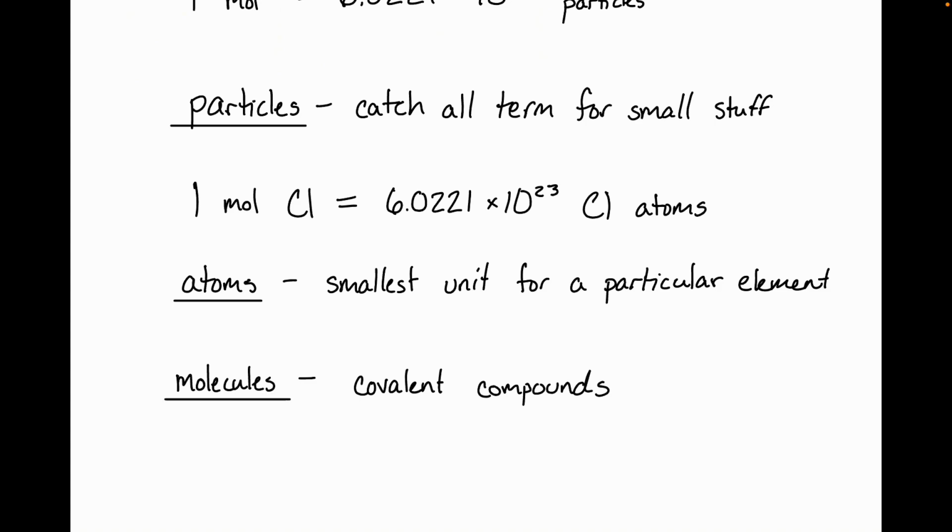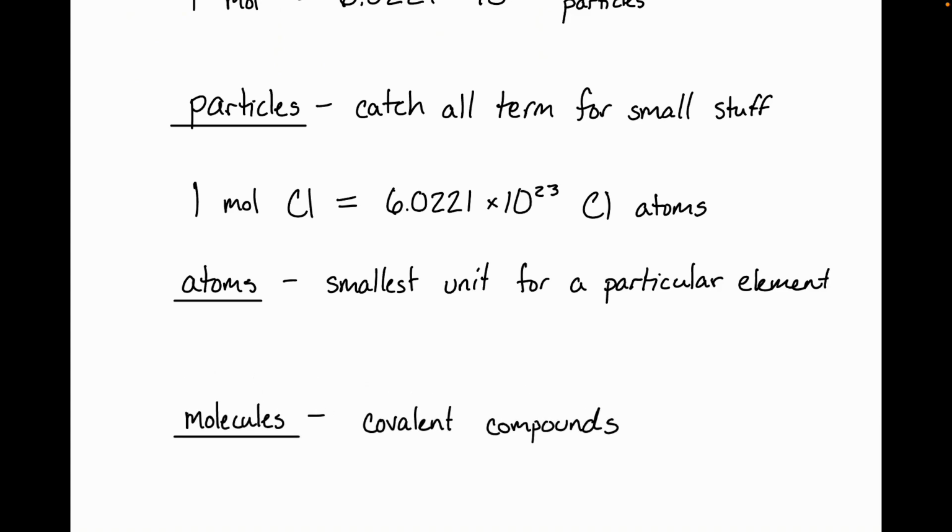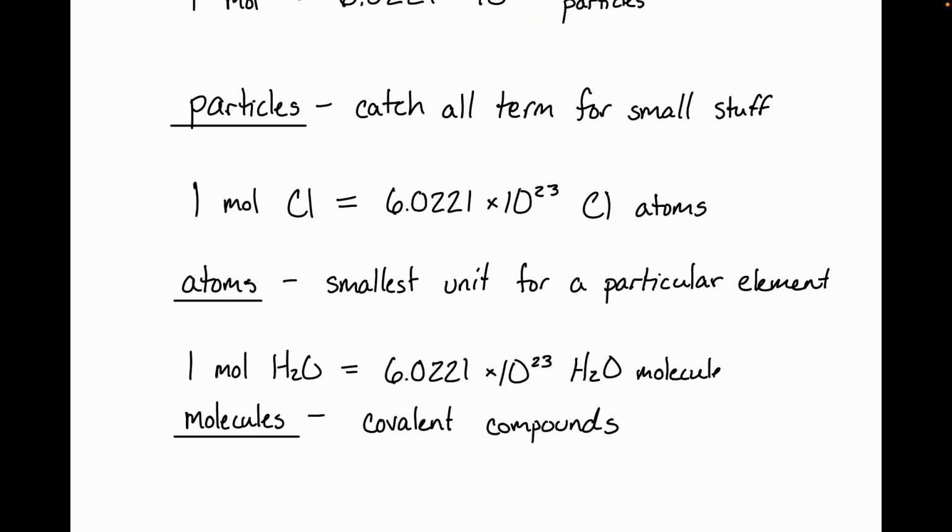For example, I had said that there was about a mole of water in this container right here. Then I would be talking about 6.0221 times 10 to the 23 water molecules, because water is a covalent compound. So I can say 1 mole of water equals 6.0221 times 10 to the 23 H2O molecules.